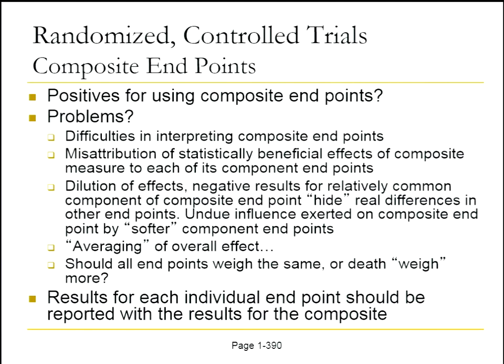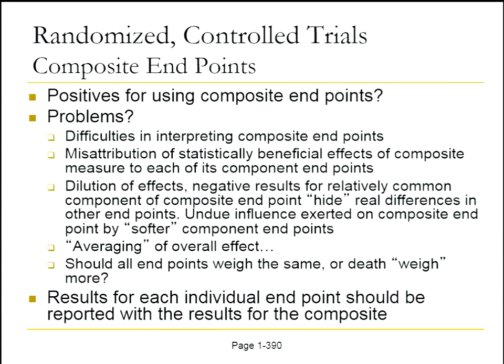Well, here are some problems. They give us some challenges in interpretation. Many times we don't know if the negative results for one component are also associated with a negative result for another component. Something that frequently happens is the overall effect is kind of an average of the individual effects on each of the endpoints. Well, that's not ideal, right?